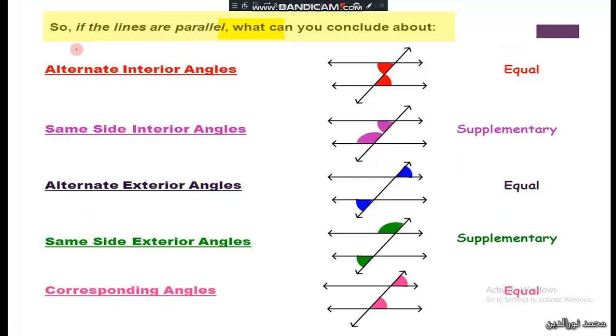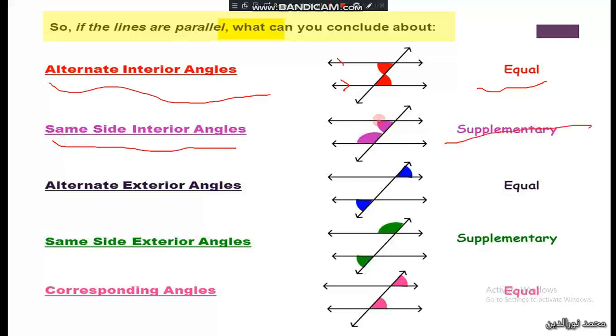So summing up, if the lines are parallel we can conclude the following. We could say that the alternate interior angles are equal if the two lines are parallel. Here I have a secant, so the alternate angles are equal. The same side interior angles are also supplementary, those colored in purple or violet. These two angles here will also be supplementary. And then the corresponding angles are equal as we see here. This angle right up and right up, they are corresponding and equal.